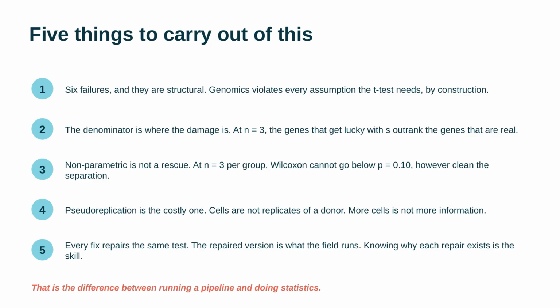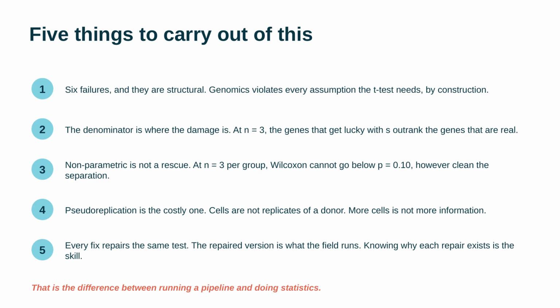5 things to carry out of this. 1. The t-test fails on genomics data in 6 separate ways, and they are structural, not incidental. 2. The denominator is where the damage is. With 3 samples, your variance estimate is mostly noise, and the genes that get lucky outrank the genes that are real. 3. Non-parametric is not a rescue. At 3 per group, a Wilcoxon test cannot produce a p-value below 0.10 no matter how clean the separation is.